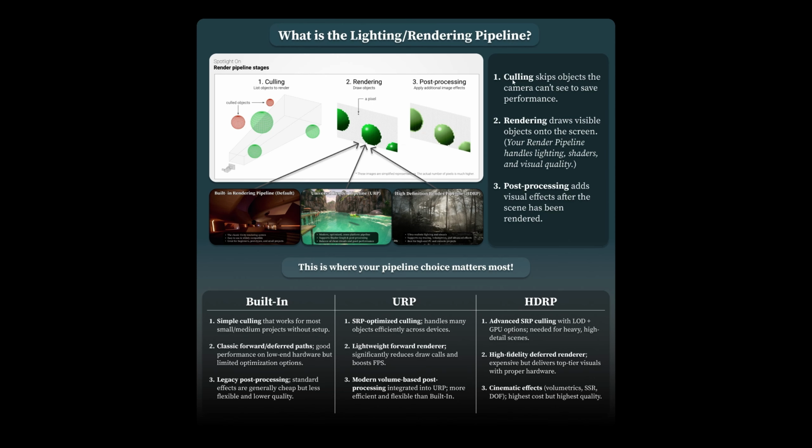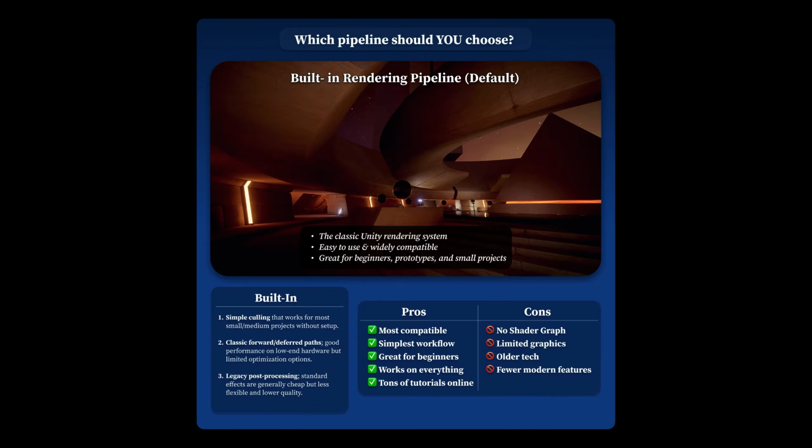And finally, post-processing. This is where effects like bloom, color grading, depth of field, and motion blur are all applied after a scene has already been rendered. Different pipelines handle this stage differently, and that's one of the biggest reasons your choice affects your final visuals. Built-in, URP, HDRP, they all follow the same stages, but the quality, performance, and features change depending on which pipeline you choose. Let's now look at some pros and cons, starting with the built-in render pipeline.